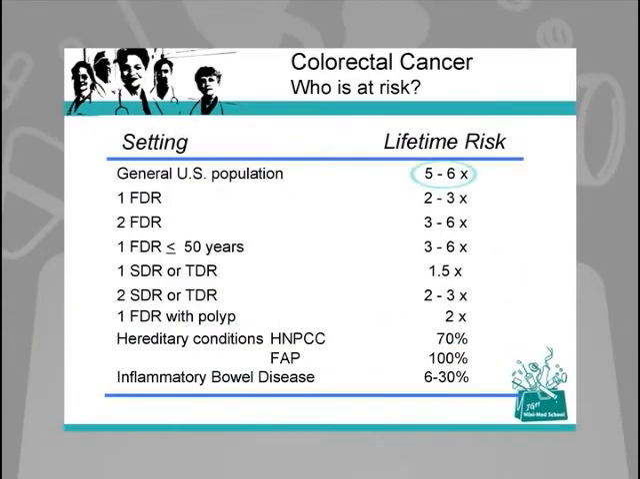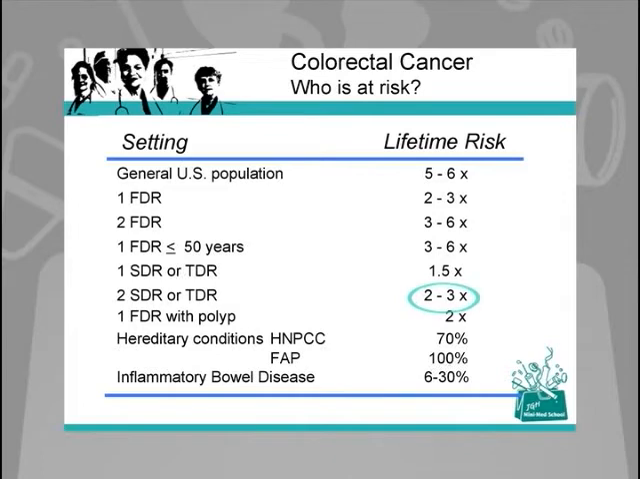And again, the risk in the general population over 50 is 5 to 6 times over a lifetime. If you have one first-degree relative that has a colon cancer, your risk is 2 to 3 times as high. If you have two first-degree relatives with colorectal cancer, the risk is 3 to 6 times as high. If the family relative was 50 years old or younger when he or she had the cancer, the risk is also significantly higher. The risk is less with second and third degree relatives, but when two or three of them have colorectal cancer, the risk is about equal to that of one single first degree relative.